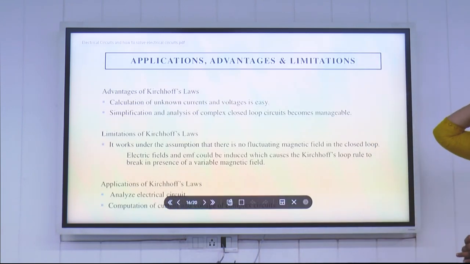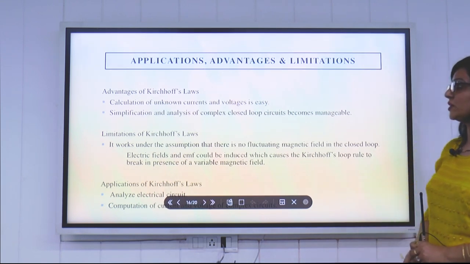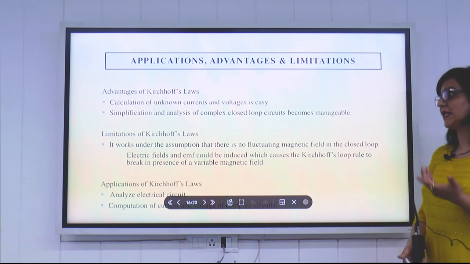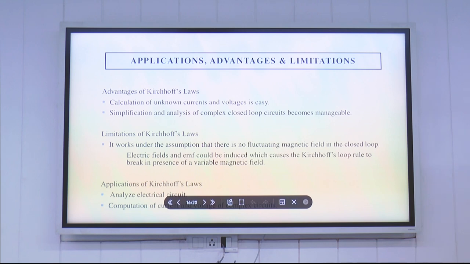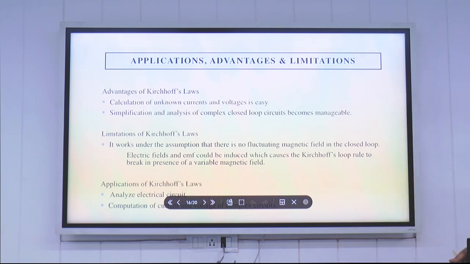Next is advantages, limitations and applications of Kirchhoff's law. The advantage of Kirchhoff's law is that simplification and analysis of complex circuits become manageable. Calculation of unknown voltage and current is very easy with the help of Kirchhoff's law. The limitation of Kirchhoff's law is that it works under the assumption that there is no fluctuating magnetic field in the closed loop. Electric field and EMF could be induced, which causes Kirchhoff's rules to break in the presence of a magnetic field.